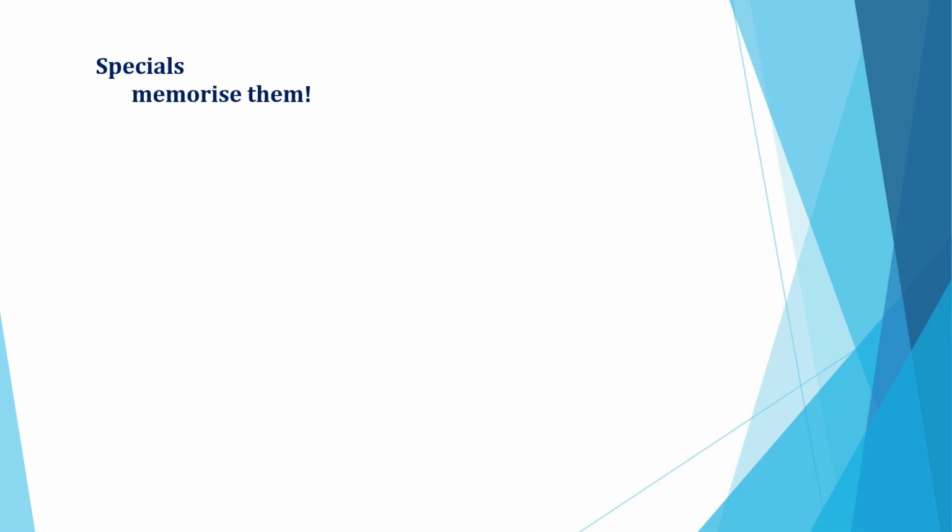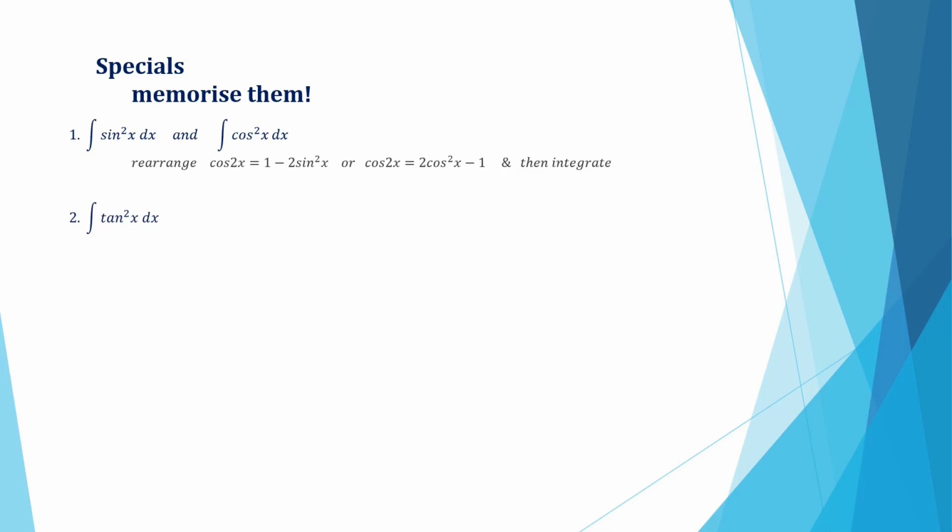Now, before we finish, I want to mention 4 special integrals. You need to memorize how to do these. Number 1, integrating sine squared and cos squared. You need to rearrange the formulae for cosine 2x, and then you can integrate. Number 2, integrating tan squared. This time you rearrange 1 plus tan squared equals sec squared, and then you can integrate.